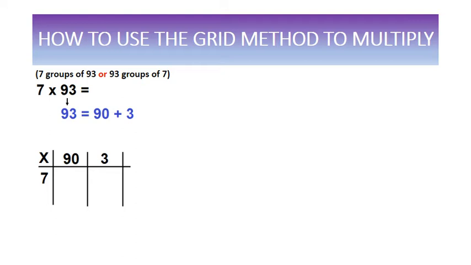So I'm going to do 90 times 7. But again, in my head, I'm going to do 9 7s, which is 63. But 90 is 10 times bigger than 9. So I need to make my answer 10 times bigger. I need to multiply it by 10. So the answer is 630. And then in the next box, I'm going to do 3 7s, which is 21. So now I've got to add those 2 answers together. And the answer is 651, and that's my final answer.